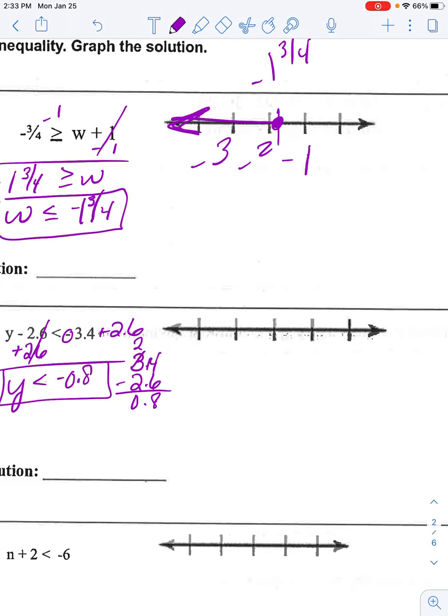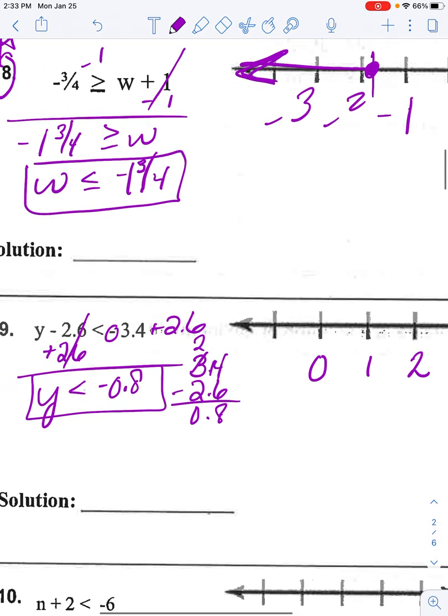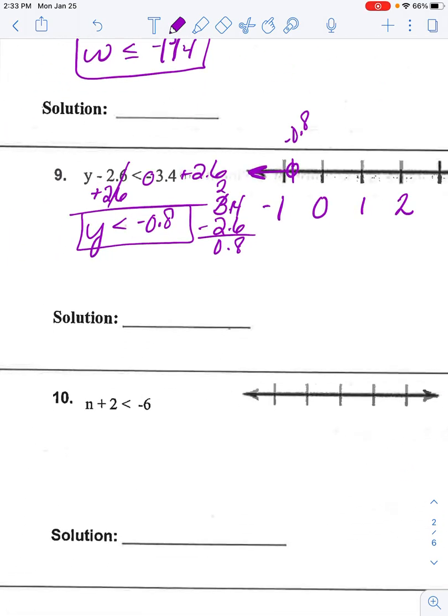I'm going to do 0, 1, 2. So, I would need a -1, wouldn't I? Negative 8/10 would be almost to -1. It's going to be an open circle pointing to the left.